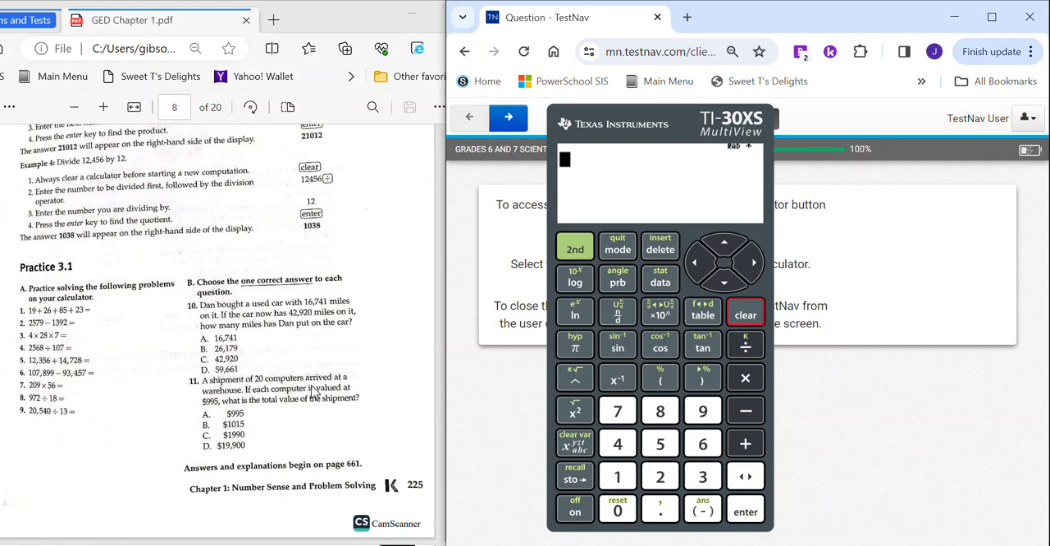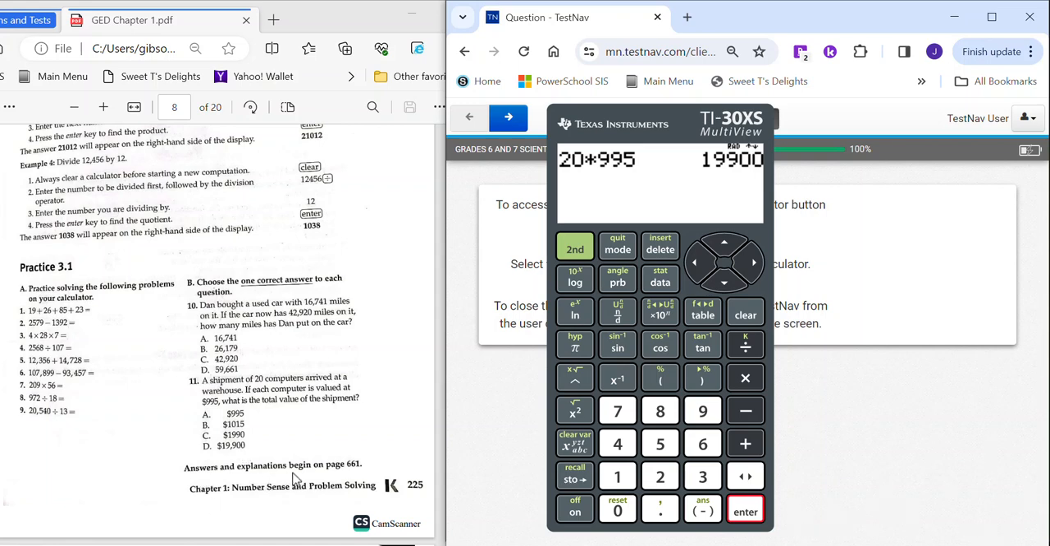A shipment of 20 computers arrived at a warehouse. If each computer is valued at $995, what is the total value of the shipment? So we would take our 20 computers and multiply by their value, which is $995. And that would tell you the total value of the shipment, which is $19,900.